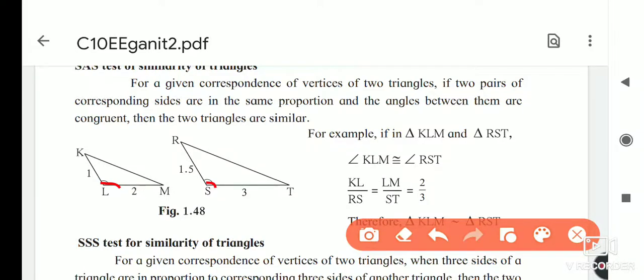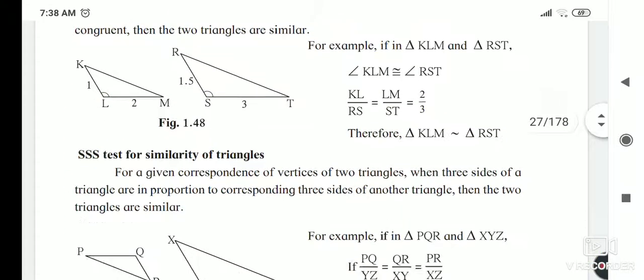So what they give us: if two pairs of corresponding sides of two triangles are in proportion, and the angle between them, which is L and S, is congruent, then these two triangles are similar to each other. Understood? So this is about the SAS test of similarity.